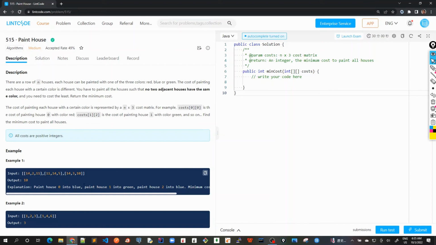So 5 plus 2 is 7. And the last house is painted blue again, because once we have put green, we can choose only blue or red, and blue is only 3. So 5 plus 2 plus 3 is 10. So this is the minimum cost that has been returned.